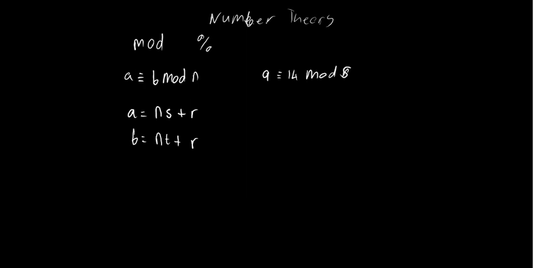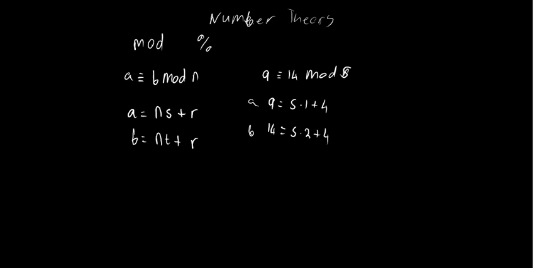Now to express this with actual numbers, it's like saying 9 is congruent to 14 mod 5, right? We know that 9 can be expressed as 5 times 1 plus 4. Then we also know that 14 can be expressed as 5 times 2 plus 4. Imagine this is our a, this is our b, and 5 is our n. It goes into them a different number of times, but our remainder is the same. Hence we say they are congruent to each other.